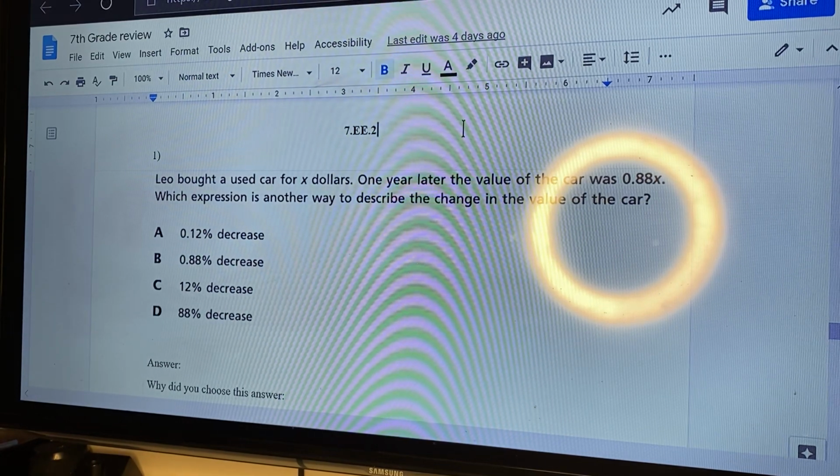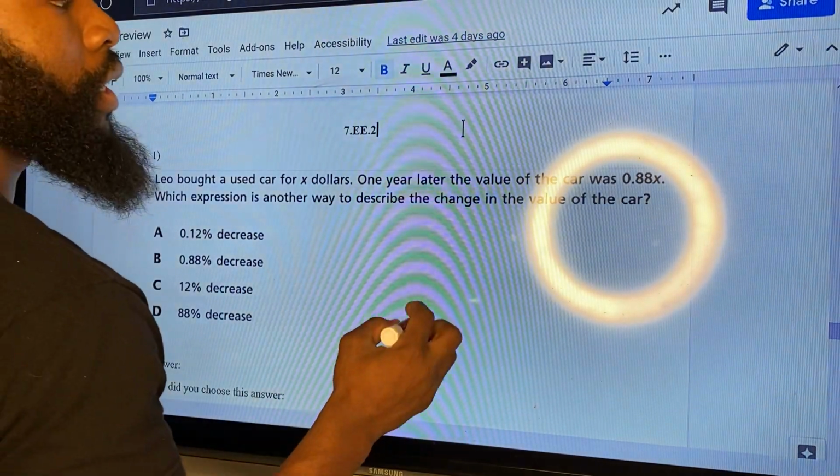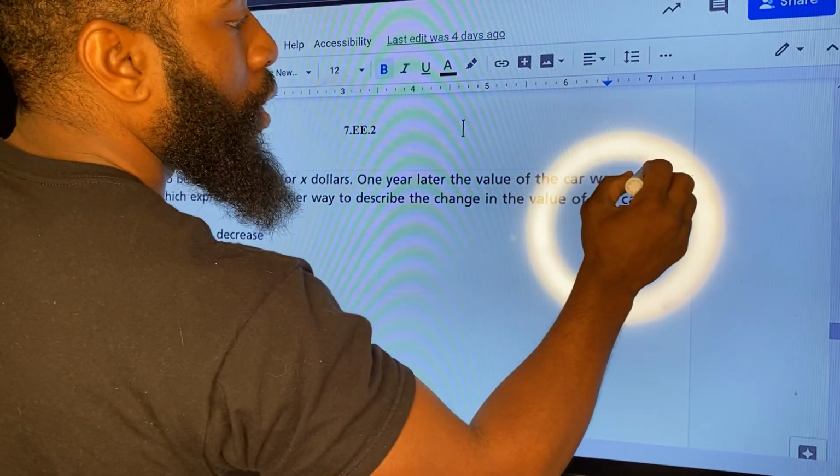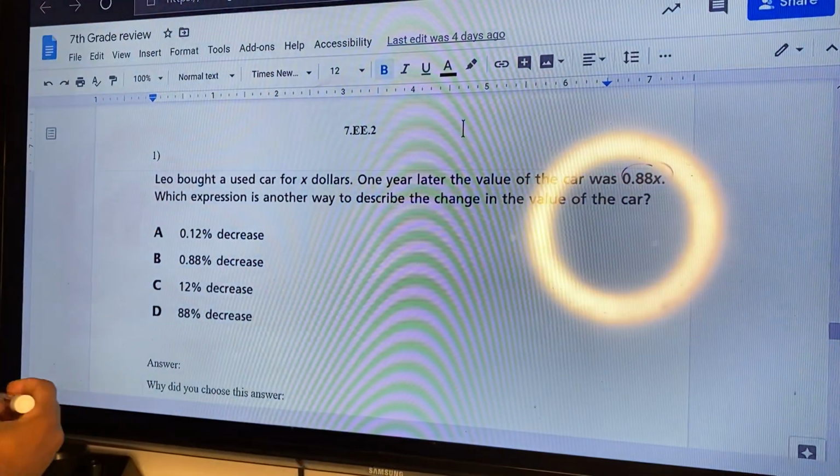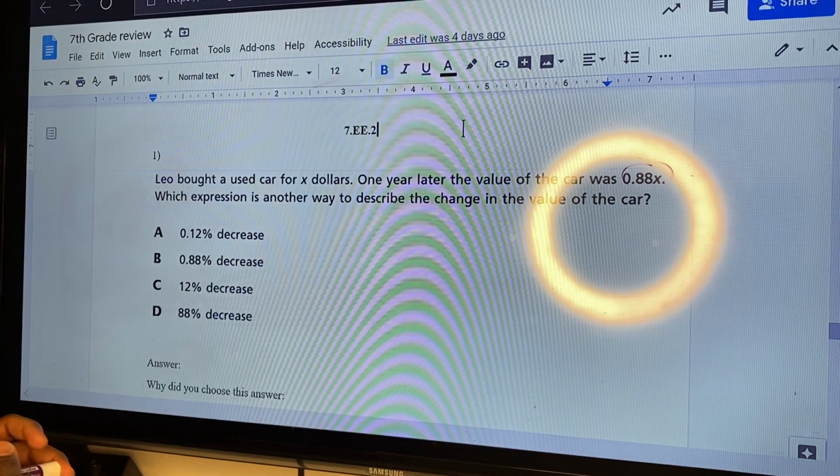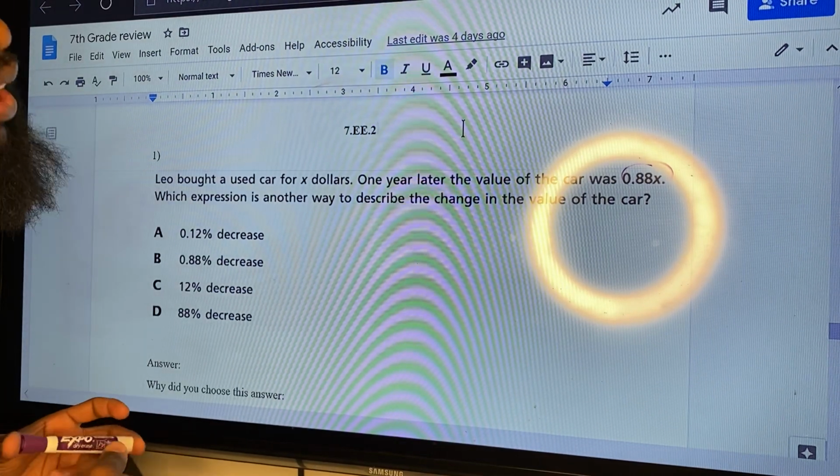You bought a used car for x dollars. One year later, the value of the car was 0.88x. Which expression is another way to describe the change in the value of the car?